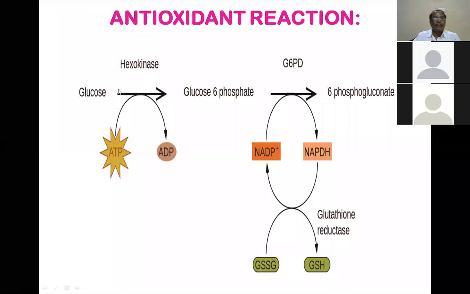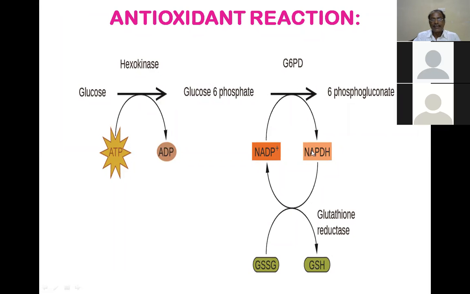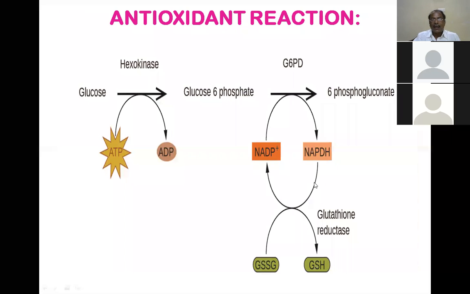Antioxidant reaction, what is this? Glucose upon hexokinase producing G6-phosphate and G6-phosphate producing NADPHs. And NADPHs are very, very essential to reduce the oxidized glutathione. Oxidized glutathione is reduced back and this becomes potent reductive power. When potent reductive power is there, oxidant materials here and there will be nullified by reduced glutathione. Reduced glutathione acts as antioxidant, most important.